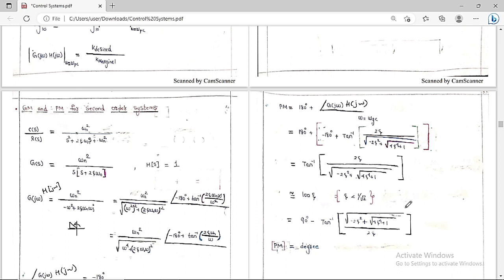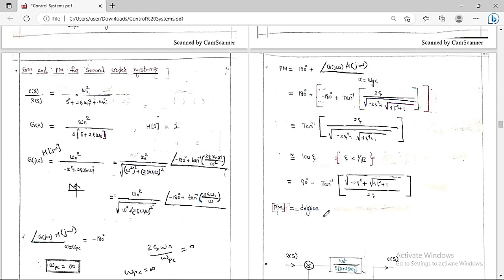So this is the exact expression, this is also an exact expression, and this is the approximate expression, which is nearly equal to 100 zeta for zeta less than 1 by root 2. This approximation is going to hold only for zeta less than 1 by root 2, but not above this. I've already told you the unit of the phase margin is always in degrees, so it's the same thing I have written.